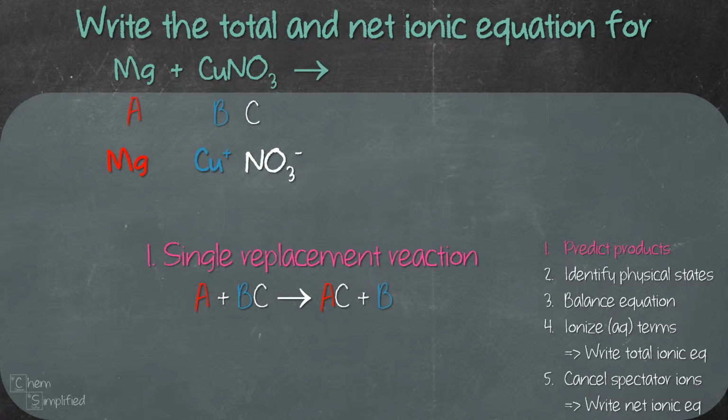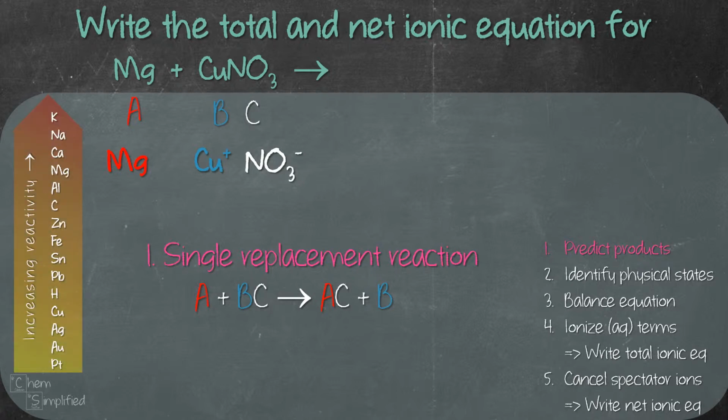Now that we've identified our ABCs, let's figure out if the reaction will proceed or not. Because this is a redox reaction, we need to first figure out if it will proceed. If it doesn't proceed, there's no point in continuing. To do that, we need the reactivity series. In order for the reaction to occur, the free metal has to be more reactive than the cation metal. So that means Mg has to be more reactive than Cu.